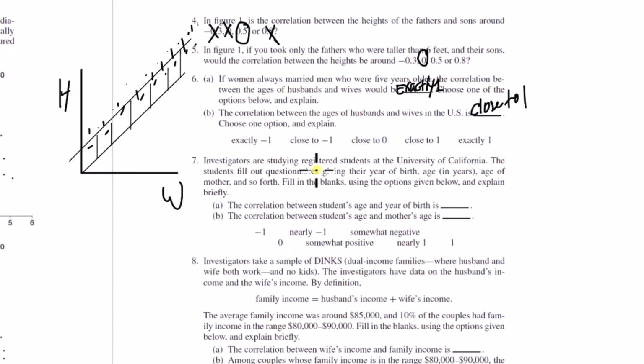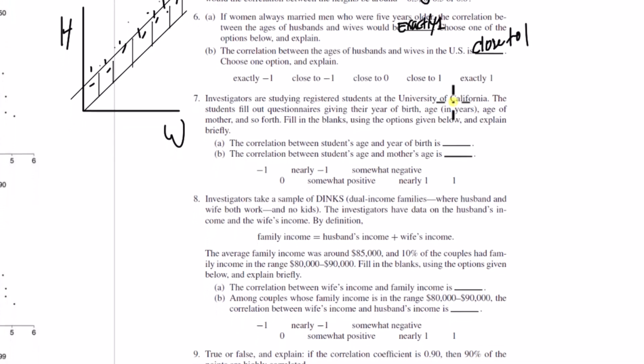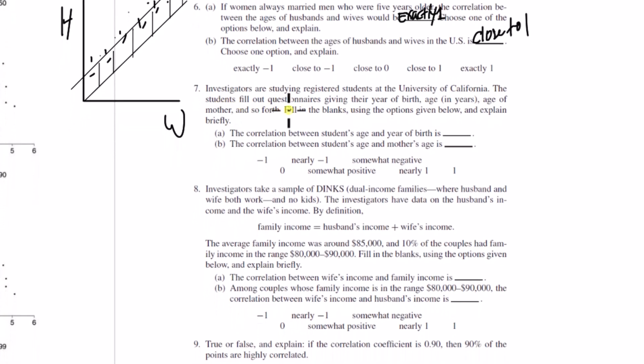Investigators are studying registered students at the University of California. The students fill out questionnaires giving their year of birth, their age of mother, and so forth. Fill in the blanks using the options given below and explain briefly.